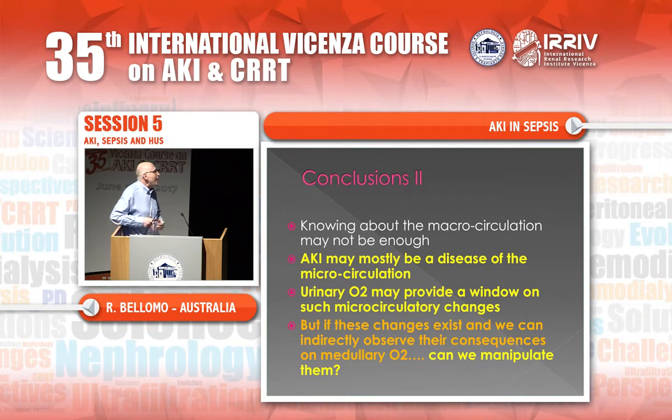And knowing about the macrocirculation may not be enough in any case because AKI may be a disease of the microcirculation. We now have preliminary data that continuous urinary O2 may provide us with a window on some of the changes that take place in medullary oxygenation. But of course, if these changes exist and if we can detect them, we have no idea how to manipulate them. Thank you very much.